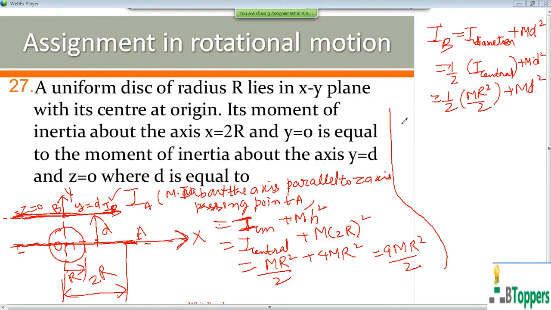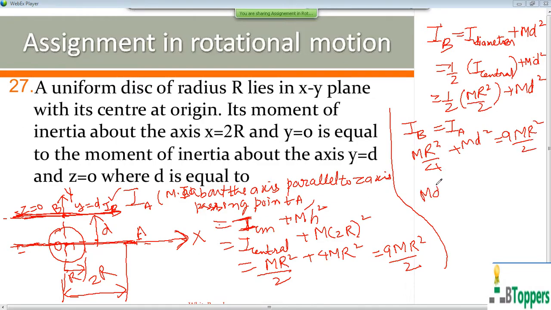So you can equate I_B with I_A according to the data in the problem. So you get MR square by 4 plus Md square equals 9 MR square by 2.